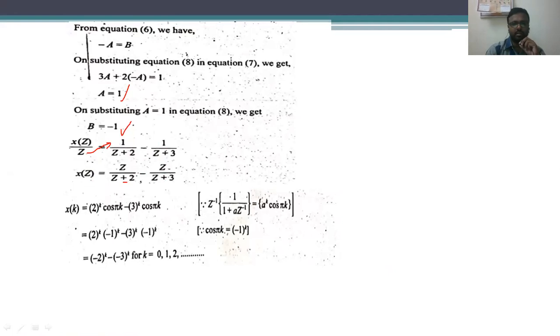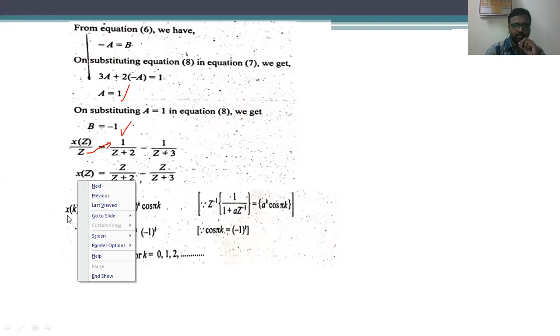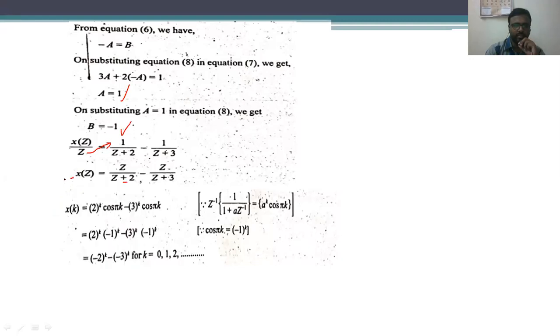So later on, applying the inverse z transform for this equation, we are going to get the value of x of k as minus 2 whole power k minus 3 whole power k. X of k is equal to minus 2 whole power k minus 3 whole power k. So this is the final equation we are going to obtain with the z transform method for calculating the difference equation.